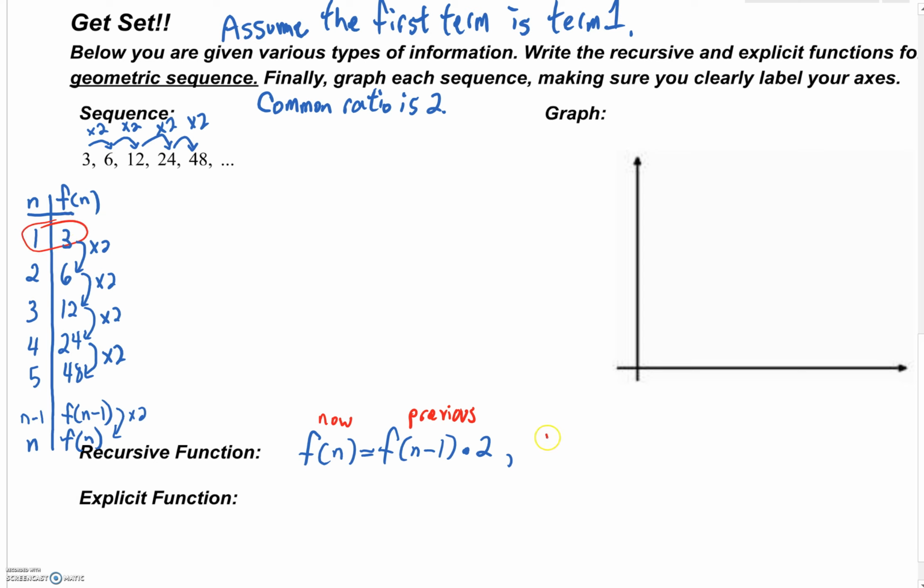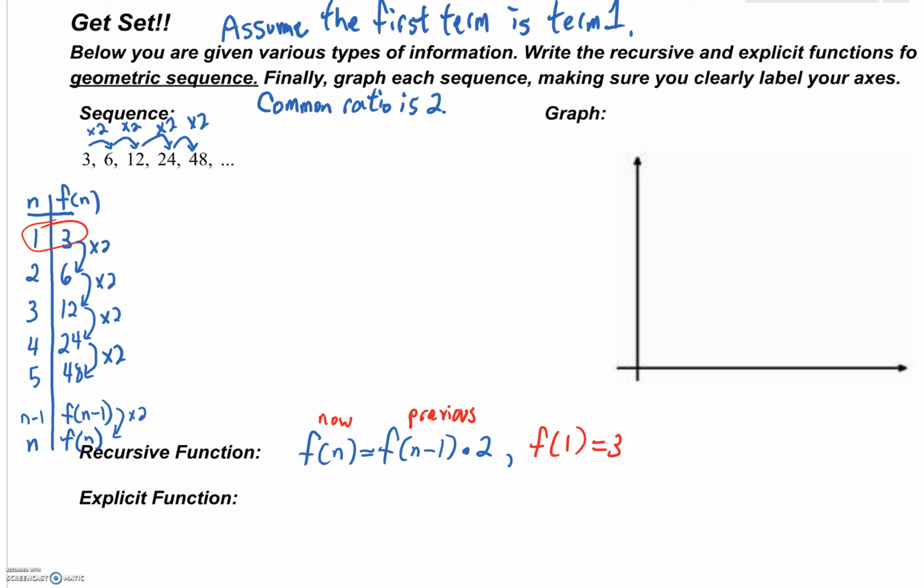And guys, you can see pretty quickly we're not starting at the 0th term. We're starting at our first term. So we'll say f of 1 equals 3. So it's very easy to forget about naming what you begin with. And in this case, just like we had on our previous lesson, we're beginning with term 1.